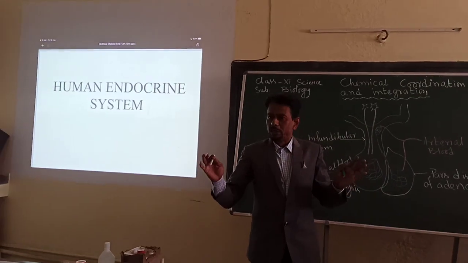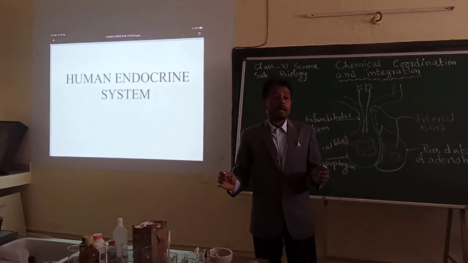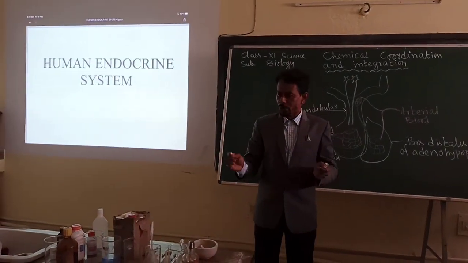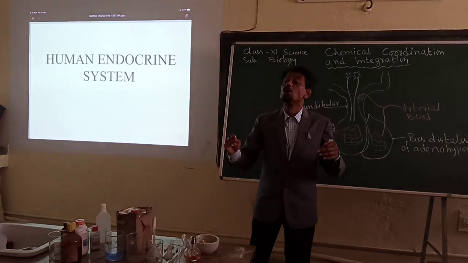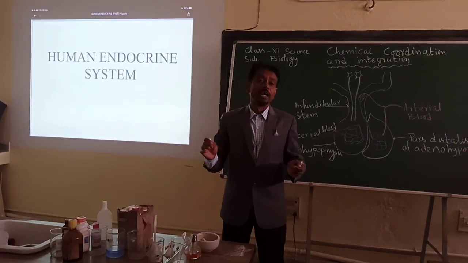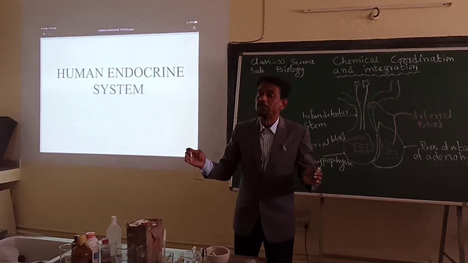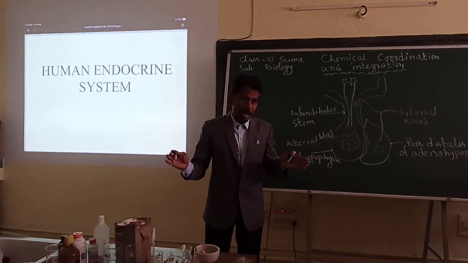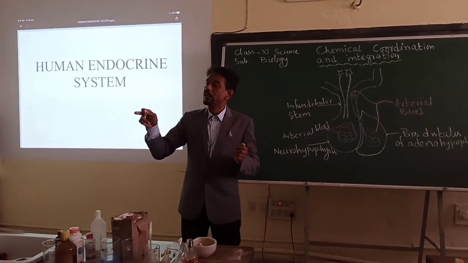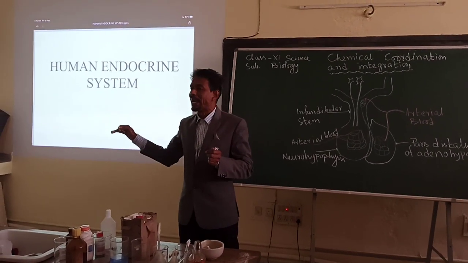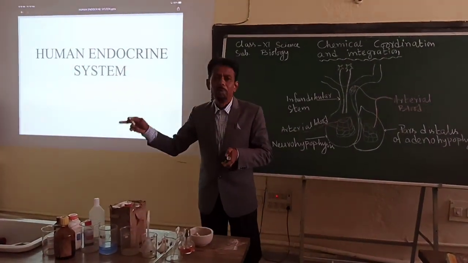Good morning. Yesterday we discussed chemical coordination. I gave a brief introduction about hormones. I told you a hormone is a chemical which is non-nutrient in nature, secreted from different endocrine glands. Why is it endocrine? Because they do not have any duct. They are ductless glands, and from the site of production, the hormone enters the blood to reach the site of action.